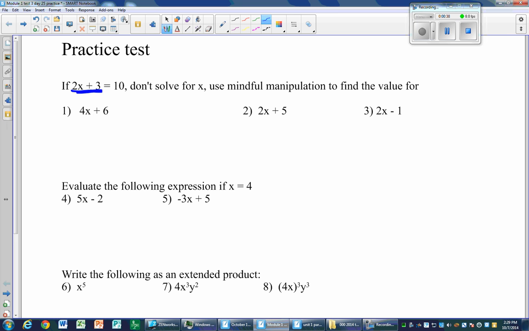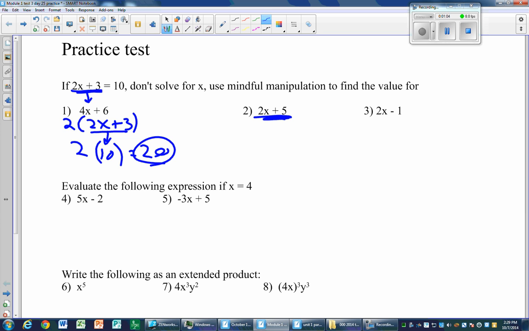So mindful manipulation means I look at the 2x plus 3 and I say, how can I go from 2x plus 3 to 4x plus 6? Well, 4x plus 6 is just twice the size of 2x plus 3, which is exactly right. And we know that 2x plus 3 equals 10, and twice the size of 10 is 20, and that's why that's our answer.